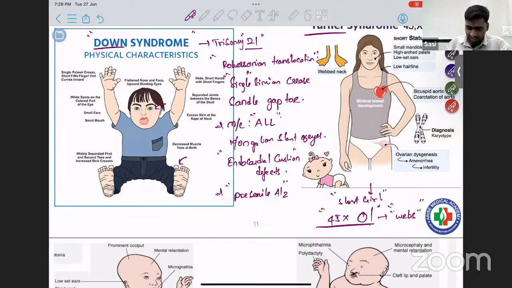And remember, like Down, she is not a single. She is a committed one. Okay, and she is a committed one. So the male variant of this Turner syndrome is known as the Noonan syndrome.